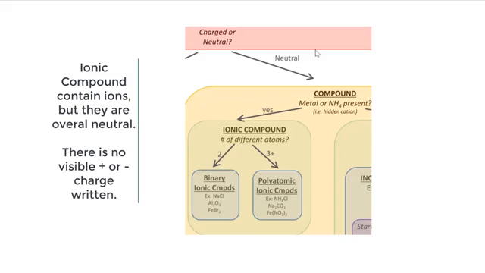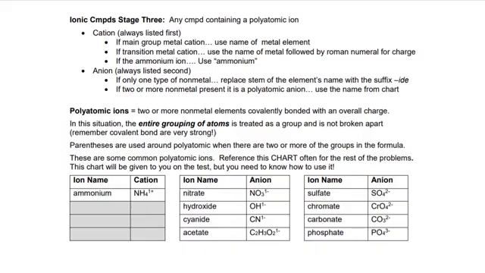Now again, remember, ionic compounds, same with polyatomic ion compounds, contain ions, but the whole thing is overall neutral. There's no positive or negative charges written. Just like what we talked about with binary ionic, the same is true for polyatomic ion compounds. We're following those same rules. Again, we're always going to have the cation listed first. We're going to have a metal for the cation. We use the metal name. So if it's K+, we say potassium.